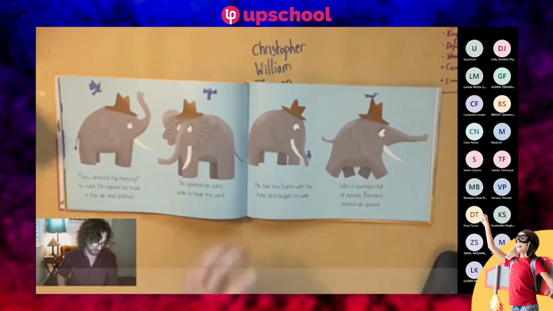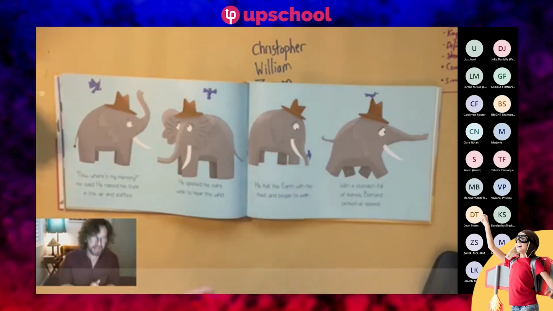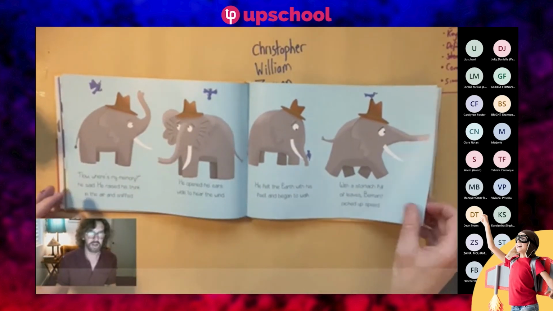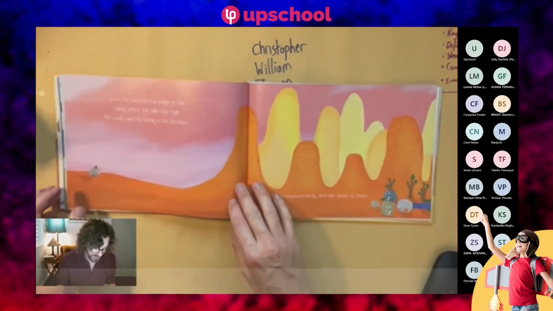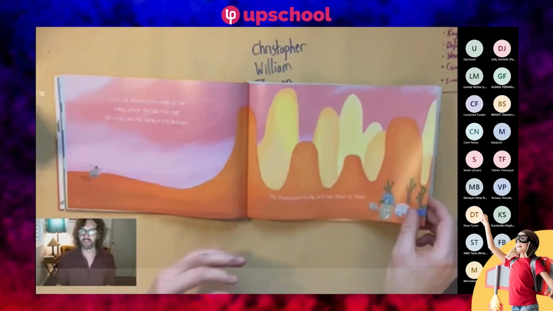"Now, where's my memory?" he said. He raised his trunk and sniffed the air. He opened his ears to hear the wind. He felt the earth with his big feet. And with a stomach full of food, Bernard picked up speed. Soon he reached the edge of the valley where the hills rose high. He could see his family in the distance. He trumpeted loudly and he ran down to them.